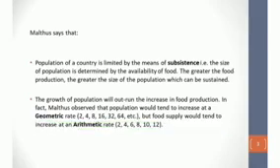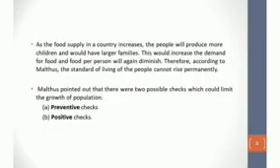Thus, there would always be a tendency for the population to outrun the means of subsistence unless population growth is checked by vice and misery. He also argued that as the food supply in a country increases, the people will produce more children and will have larger families. This will increase the demand for food, and food per person will again diminish. Therefore, according to Malthus, the standard of living of the people cannot rise permanently.